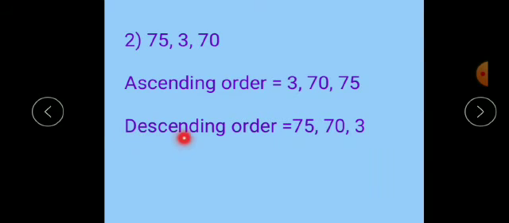Then descending order. In descending order, first we will write the bigger number. So among these three numbers, 75 is the bigger number, after that 70 and after that 3. In this way you have to arrange the numbers in ascending and descending order. Ascending order means smaller to bigger, descending order means bigger to smaller.